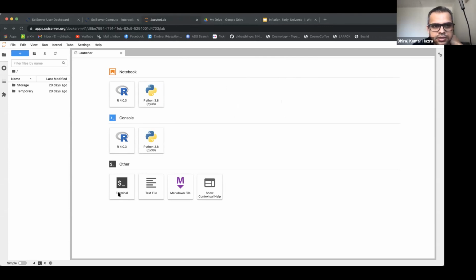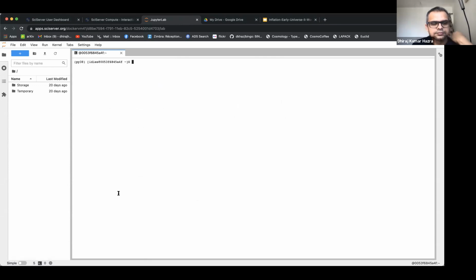Then click on terminal. You are doing it in the browser, so it doesn't matter whether you are using Mac, Linux or Windows. Any system is going to work, because it creates its own environment. Okay, it is very, very slow. I do not know why.